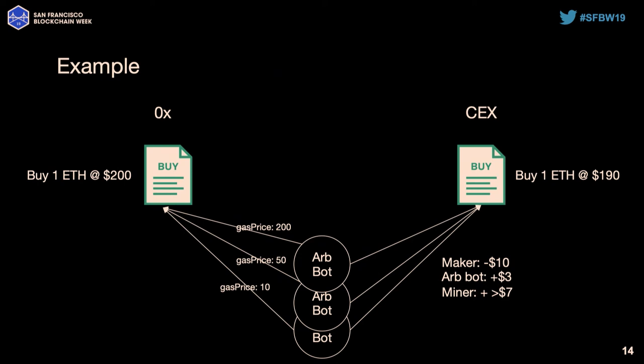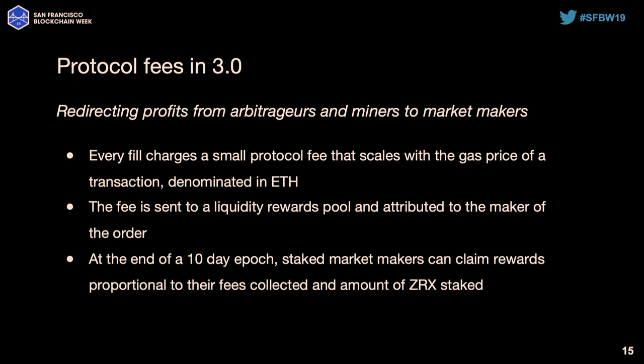Wouldn't it be nice if we could redirect some of the profits from the bots and the miners back to the market makers, give them a little bit of extra protection? So that is exactly what we are hoping to accomplish with these new token economics in version 3. I already explained the rationale for the token economics a little bit when I was discussing fragmentation. Now I'll discuss some of the actual mechanics of the token economics.